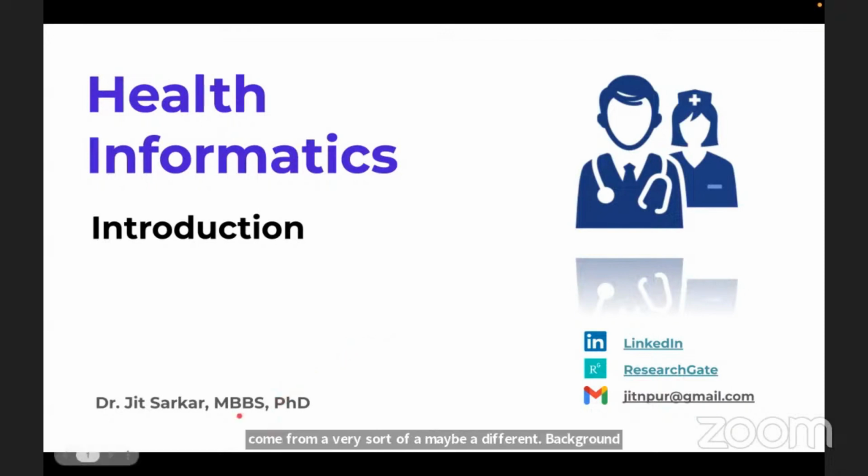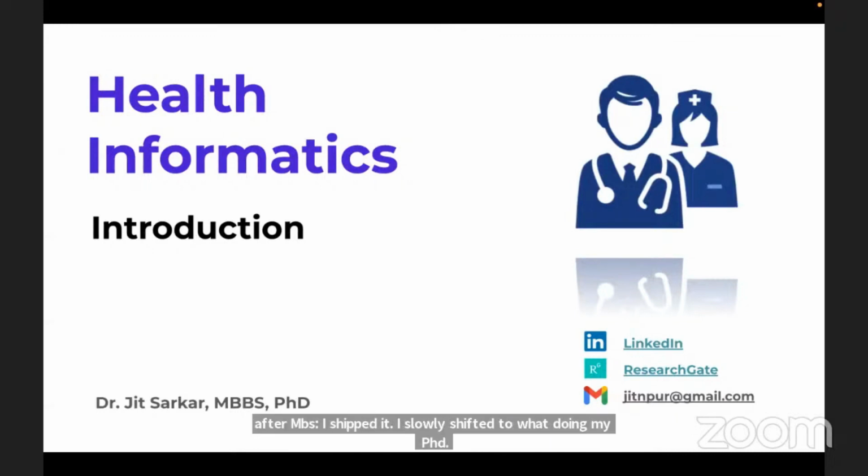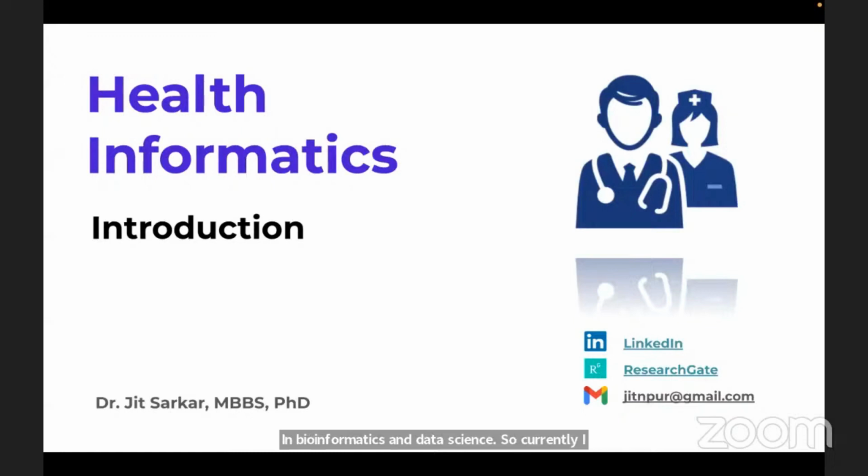I have done a very basic clinical degree, MBBS, almost 7 years back. My interest was always in data and data analytics. So after MBBS, I slowly shifted towards doing my PhD in bioinformatics and data science. Currently I work as a senior scientist and I handle multi-omics data, which ranges from transcriptomics, proteomics, metabolomics. I also work with EMR data, health record data, and build predictive models out of those data, and provide customer solutions as per their need.